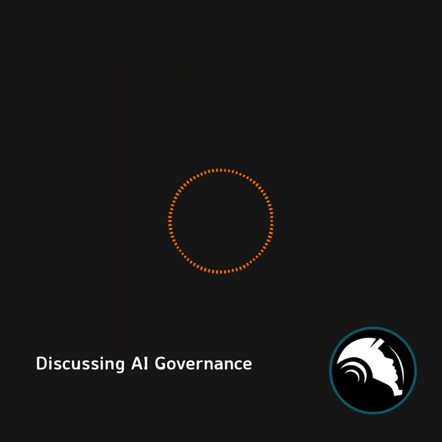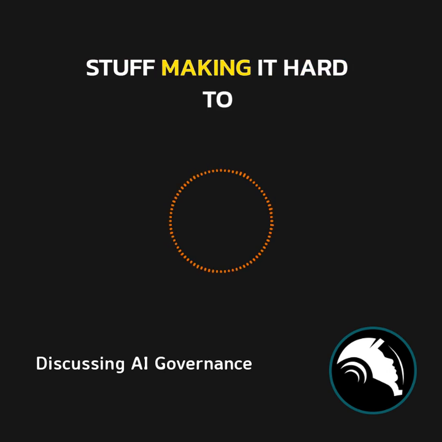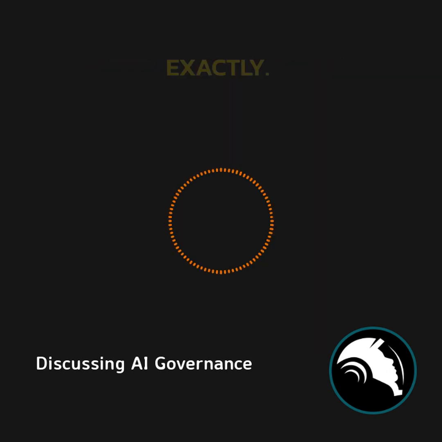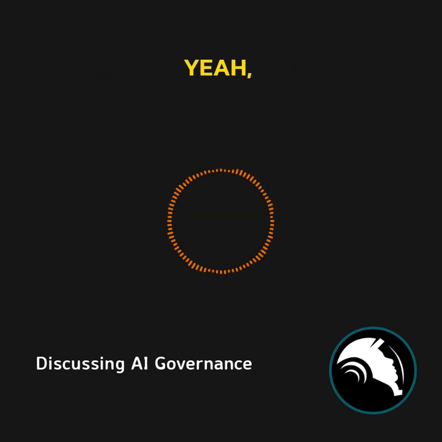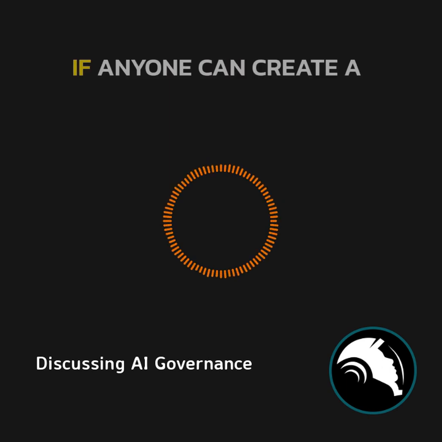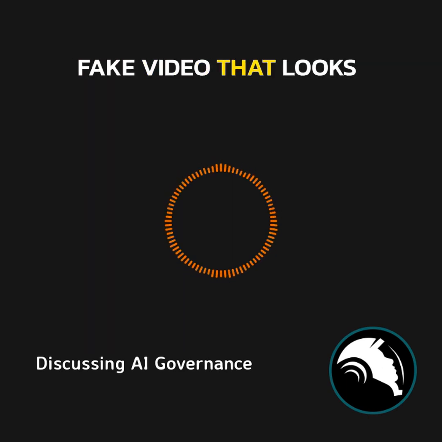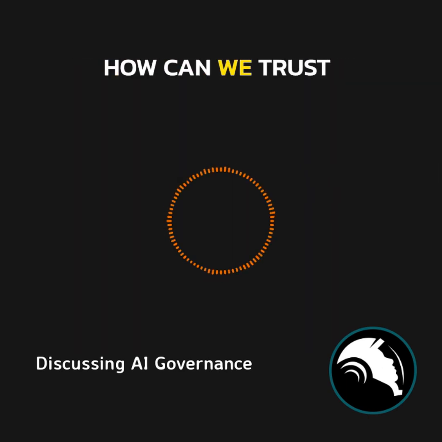Well, one of the biggest concerns is that AI could be used to generate and spread misinformation. Misinformation, right. I mean, we've already got deepfakes and all that stuff making it hard to tell what's real online. Exactly. And it's only going to get harder as AI gets more sophisticated. Yeah, that's kind of terrifying, honestly. Like, if anyone can create a fake video that looks totally real, how can we trust anything?